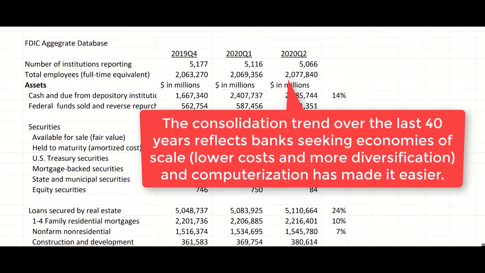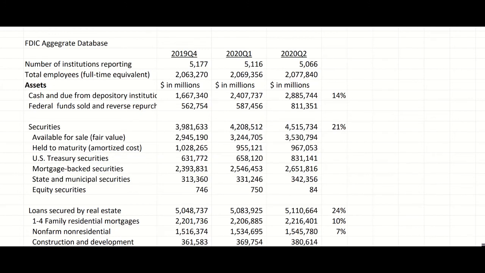Now that we studied balance sheets for a commercial bank and savings and loans institutions, let's see what they actually look like. What I have in front of you is the FDIC aggregate database. This aggregates all of the commercial banks and savings and loans institutions that are under the FDIC insurance umbrella, Federal Deposit Insurance Corporation. Let's take a look at what these numbers represent. I got the last quarter of 2019, the first quarter of 2020, and the second quarter of 2020 here.